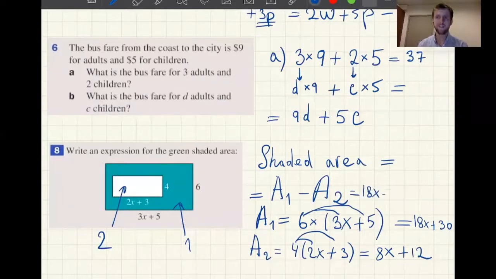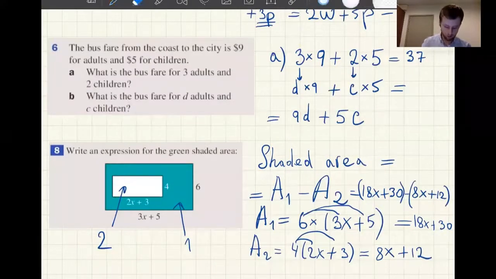Oh my goodness, I should have gone to a new page. Now we don't have enough space. I'll try to figure it out. 18x plus 30 minus (8x plus 12). Oh, and this is where you need brackets. Remember I told you, use the brackets in these cases. This is the shaded area. And let's continue it here. I'm going to erase this so that we have a little bit more space.